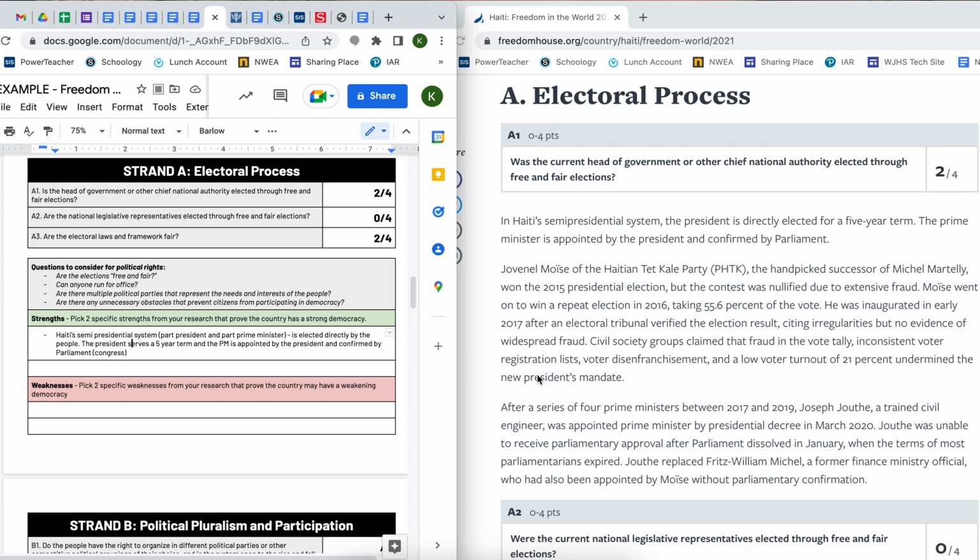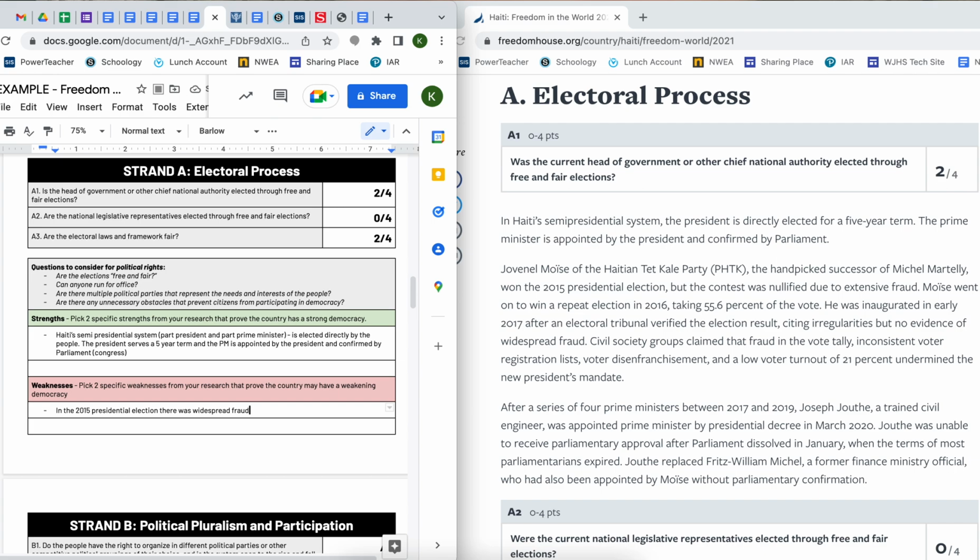Then it says their current president, if you're wondering, his name is Jovenel Moïse, is the Haitian Tèt Kale Party, PHTK, hand-picked successor, Michel Martelly, won the 2015 presidential election, but the contest was nullified due to extensive fraud. Moïse went on to win a repeat election in 2016, taking 55.6% of the vote. He was inaugurated in early 2017, yada, yada, yada. Now, this first portion here, it says there was extensive fraud. Is that a strength or a weakness? It's a weakness. So I would say in the 2015 presidential election, there was widespread fraud.